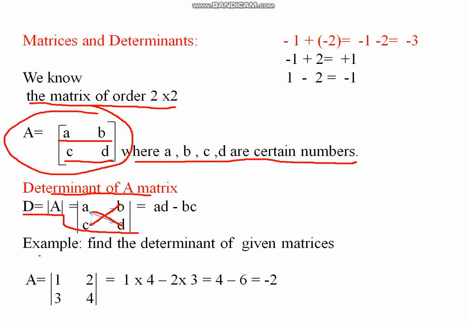Now see the example of how to find the determinant of any given matrix. Suppose this is matrix A: 1, 2, 3, 4. This is a 2 cross 2 matrix. So find the determinant of this matrix according to the definition: cross multiplication and subtraction. So 1 into 4 minus 2 into 3 equal to 4 minus 6 equal to minus 2. So the determinant of this matrix A is minus 2.